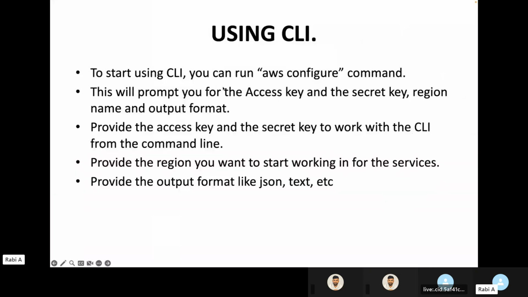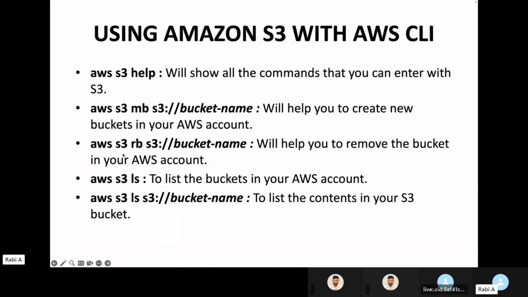So to start using CLI, you can run the AWS configure command. This will prompt you for the access key, the secret key, region name, and the output format. Provide the access key and secret key to work with the CLI from the command line. Provide the region you want to start working in for the services, and then provide the output format like JSON, text, etc. And then you can start running the commands.